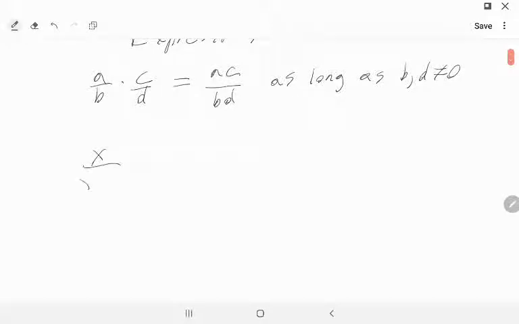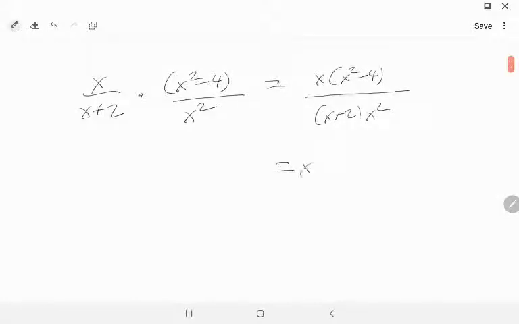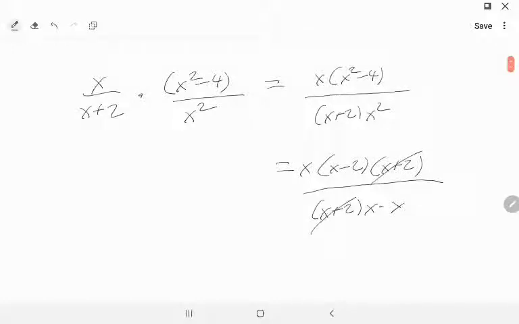If we had x divided by x plus 2 times the quantity x squared minus 4 divided by x squared, we notice that we could write this as x squared minus 4 divided by x plus 2 times x squared, and then we could factor everything. We get x minus 2 times x plus 2 divided by x plus 2 times x times x, and so the x plus 2's go away, an x goes away, and we're left with x minus 2 divided by x.